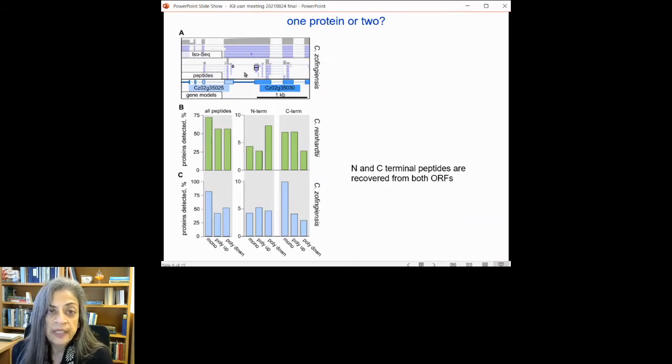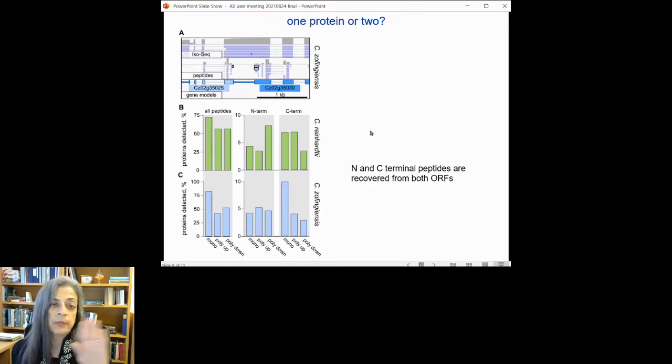And what you can see, again, this is just an example at one locus, is that, first of all, we identified peptides from both open reading frames. And most importantly, we identified the most C-terminal peptide in the upstream ORF and the most N-terminal peptide from the downstream ORF, confirming that the two proteins were independently translated.